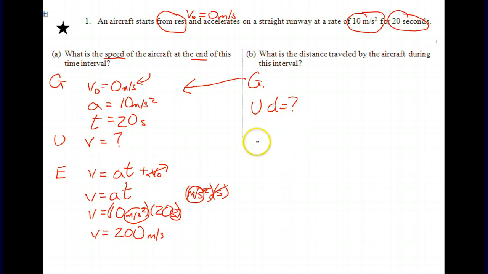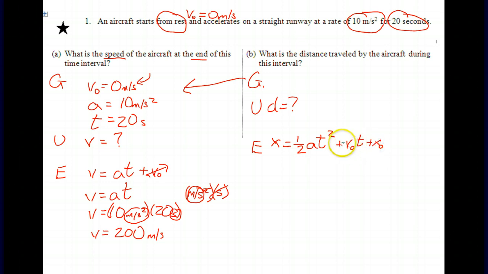So let's go back and look at our equation sheet again. Now we need an equation that has acceleration, time, and distance traveled. Do we have one? Well, we do, and it actually uses displacement instead of distance. We can say the displacement of the object is 1/2 at squared, then it has some other stuff in there: the initial velocity multiplied by time plus the initial position.